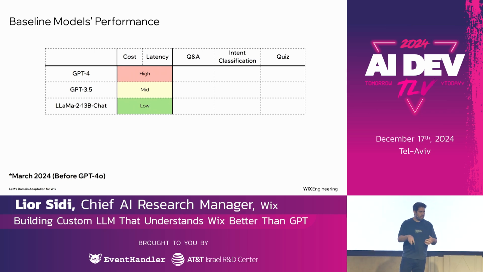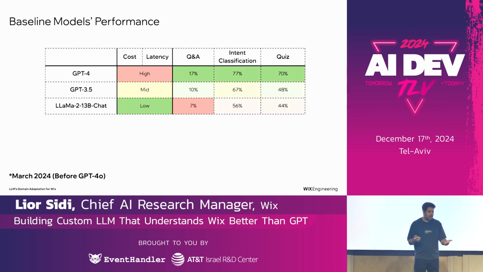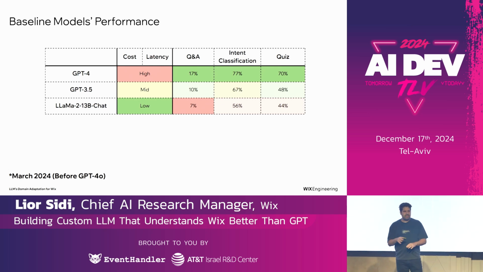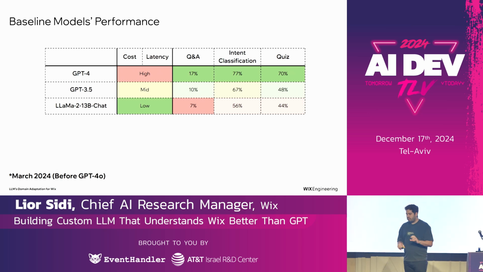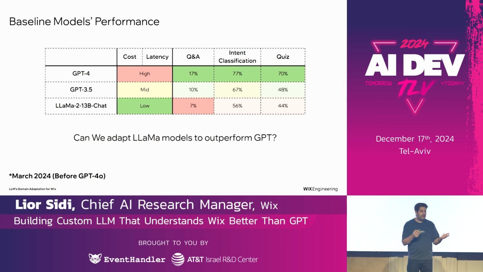So this is where we start, without any fine-tuning yet, and we estimate the performance of these models on our benchmarks. And we saw, as expected, GPT-4 was outperforming the other ones by a lot. Llama 2 was totally off the chart, very bad, and GPT-3.5 right in the middle. And the question we wanted to ask is, can we actually adapt a Llama model, an open source model, to outperform GPT? I didn't mention which GPT, but you understand it's going to be GPT-3.5. It wasn't 4.